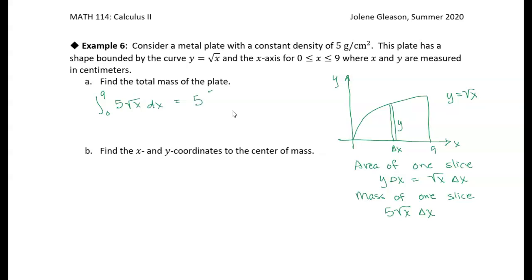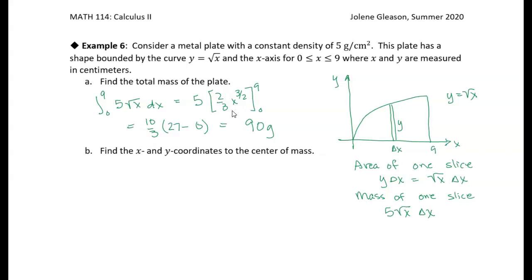So we get 5, and then the integral of the square root of x is 2/3 x to the 3/2, and we want to evaluate that from 0 to 9. So what do we get? Let me pull the 2/3 out, this becomes 10/3. And then we evaluate x to the 3/2 at 9. The 1/2 part is a square root, so the square root of 9 is 3, and we get 3 cubed, which is 27. And then of course at 0 it's just going to be 0. So if we multiply that out, we get 90 grams. All right, so we got the total mass.